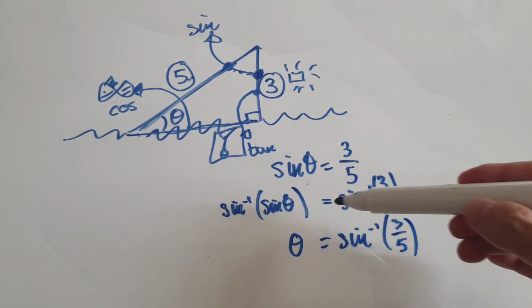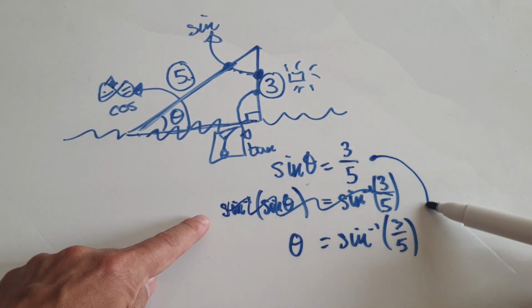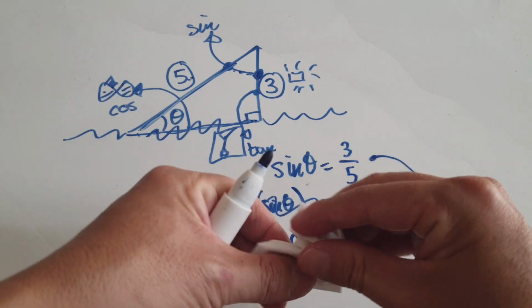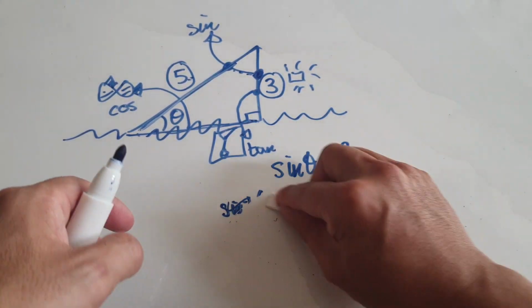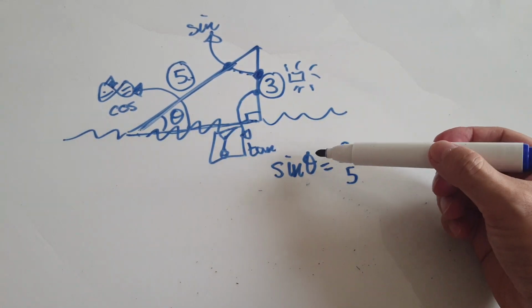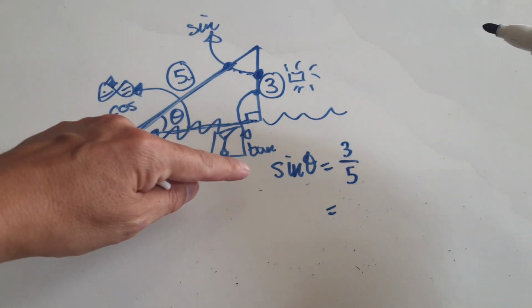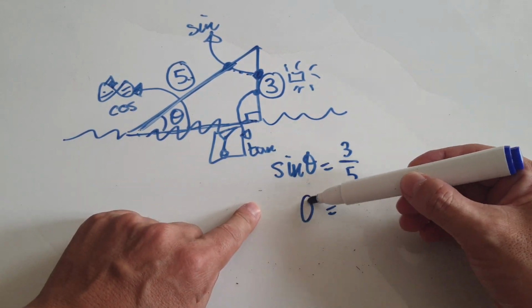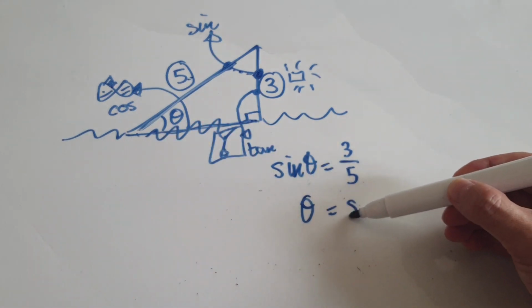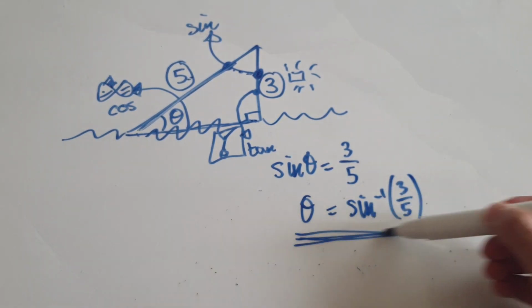Remember, when you do this, you don't really write this step down. You would just jump from here to here. So for example, when you're here, to get theta on its own, in your mind, you would inverse sine equally to both sides. When you inverse sine of theta, it would just be theta. And then you inverse sine the right-hand side. So when you come to write it, you would just write it like this. So this is your final answer. Okay?